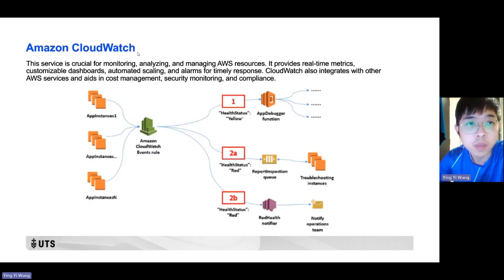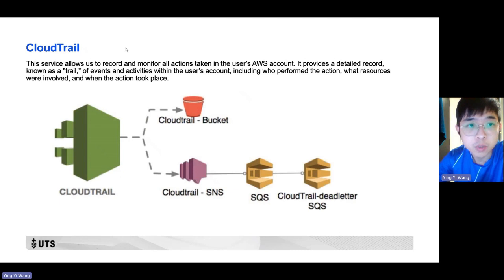And this one is Amazon CloudWatch, and this is about monitoring. Here is all the message monitoring, analyzing, and resource management. All the information and signals will go through CloudWatch to check different signals. And here's CloudTrail, also for monitoring.